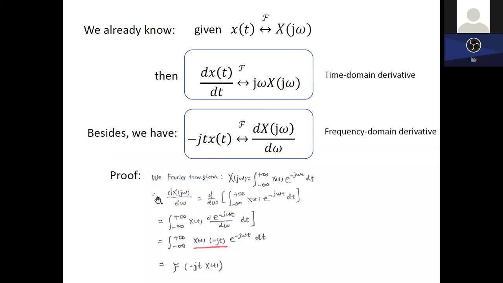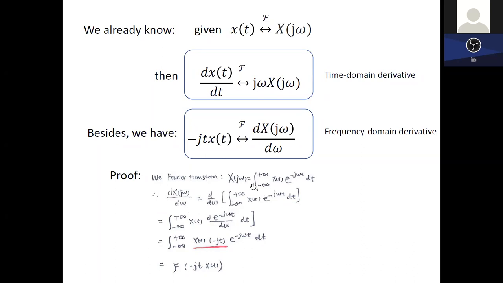Then we take the derivative over omega on both sides. Notice that we are taking the derivative over omega. We are not taking the derivative over j omega. But j is a constant, right? We write j in this bracket just as a convention. But at the end of the day, capital X only has the variable omega. That's why we take its derivative over omega.